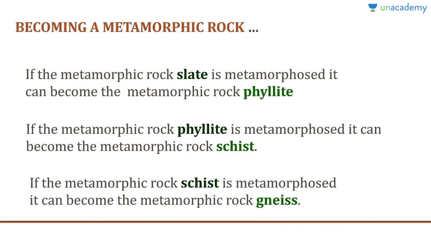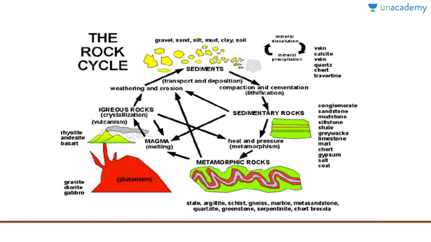Now, one form of metamorphic rock can also lead to another form of metamorphic rock. For example, slate can get converted into phyllite. Phyllite can get converted, provided it is subjected to intense heat and pressure, into another metamorphic rock like schist. Then this one can get converted into gneiss. So one form of metamorphic rock can be converted into another metamorphic rock. One form of igneous rock can be converted into metamorphic rock. Sedimentary rock can also be converted into metamorphic rock. So now I hope it's clear to you.